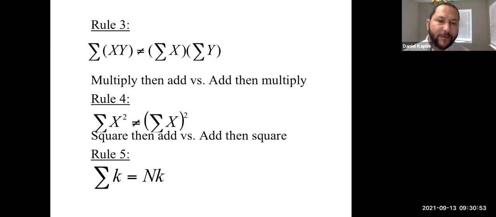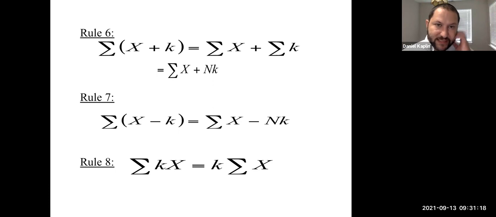All right. Rule 4 is sum of X square column is not equal to sum of X squared. And then we're going to shift to other rules. Rule 5 is the sum of the K column is equal to N, which is the number of participants in your study, times K, right? And K is a constant, right? Now, rule 6 is sum of the X plus K column is equal to the sum of the X column plus the sum of the K column, which is also equal to the sum of the X column plus N times K, which is basically an application of rule 5.